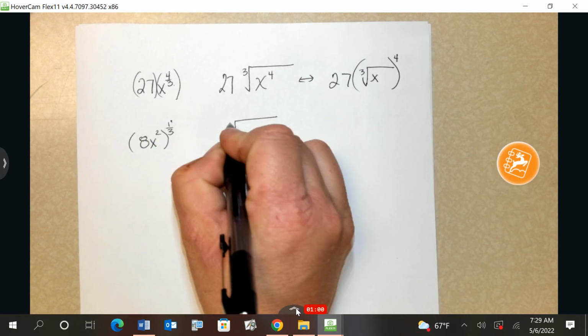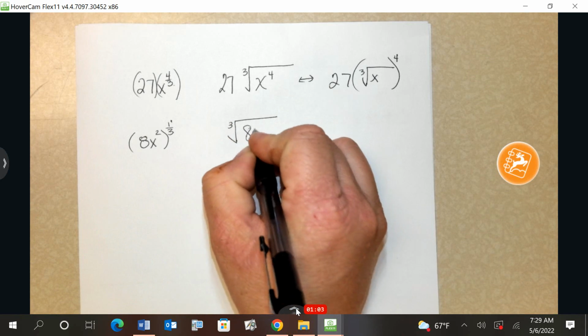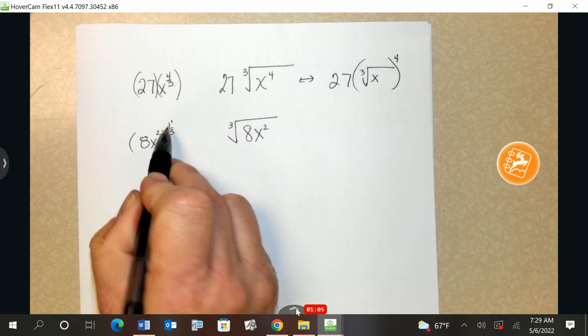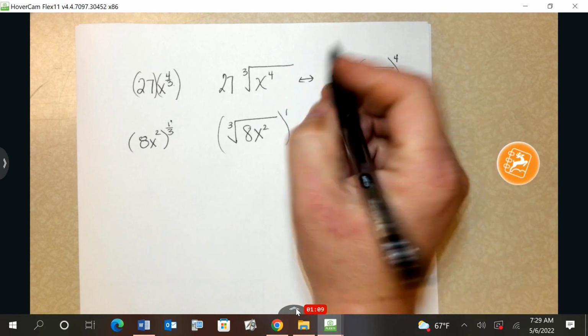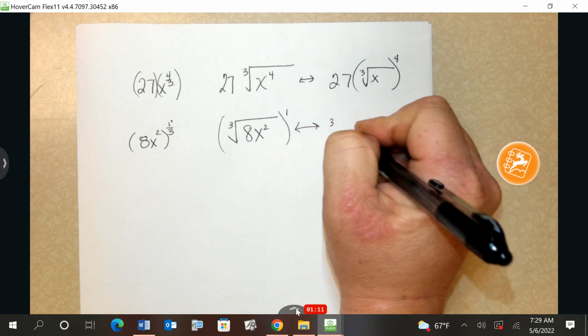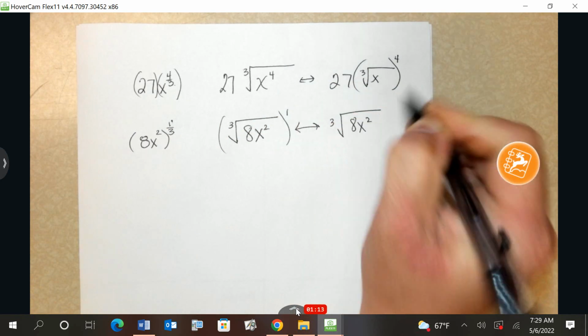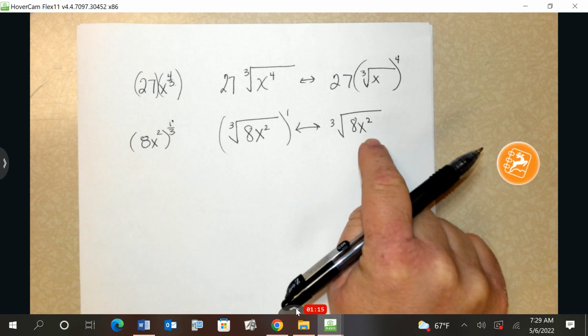Now for this expression, the 1/3 applies to everything on the inside. So the bottom number goes inside, 8x squared goes inside, and I have a 1 on top. And we know that raising everything to the first power doesn't change the value. So if you wanted to, you could also express this expression like this.